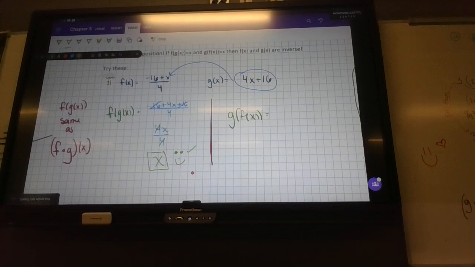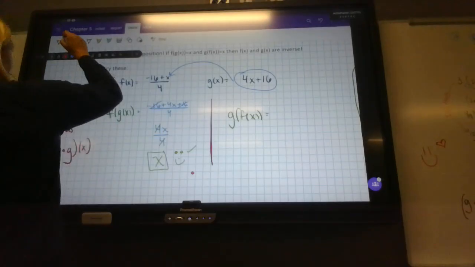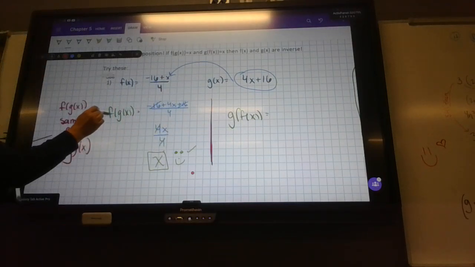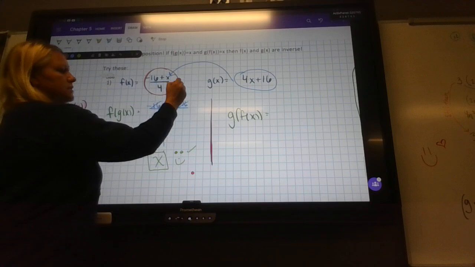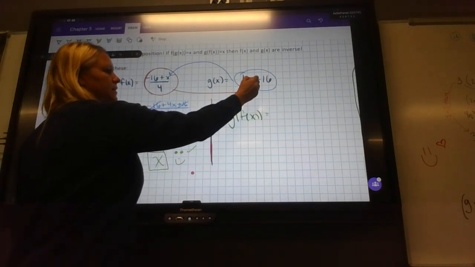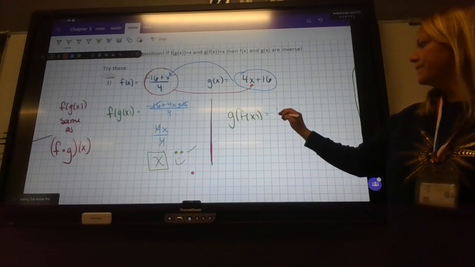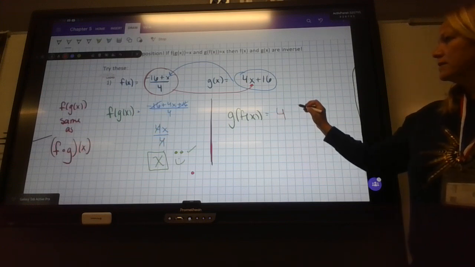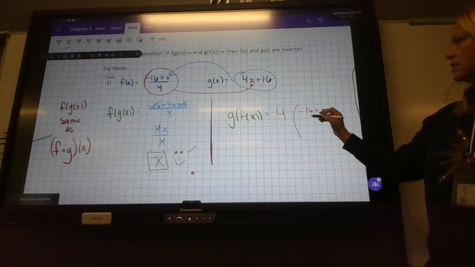So would it be like, I'm confused. So you mean this one or this one? Then the new one? Yeah. Take all of this and put it right there. Oh, okay. Oh, that would be multiplied by 4 and then plus 16.